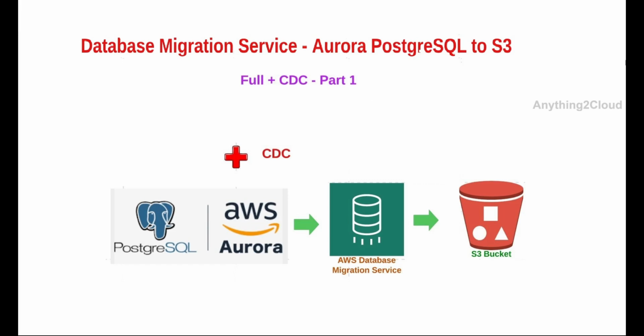In this video, we'll see how we can migrate the data from Aurora PostgreSQL to S3. So we're going to do both full load as well as CDC here. First, we're going to create Aurora PostgreSQL. Then we're going to create an S3 bucket. Then we're going to create this DMS task. Then we're going to do this full load plus the CDC.